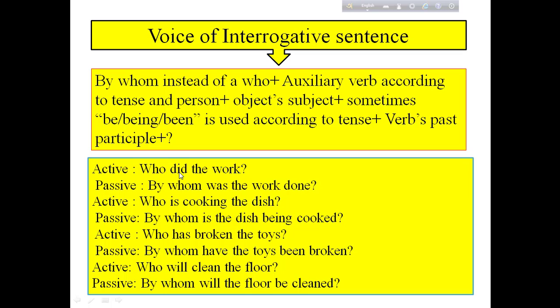Our active voice was written in past tense. That's why you have to write was. Then object, subject. The work was the object of the active voice. Now it will be the subject of the passive voice. Then you have to write verb's past participle. Here do's past participle form is done, and last of all you have to put a question mark.